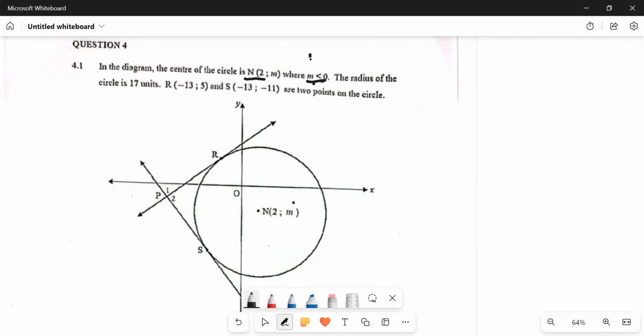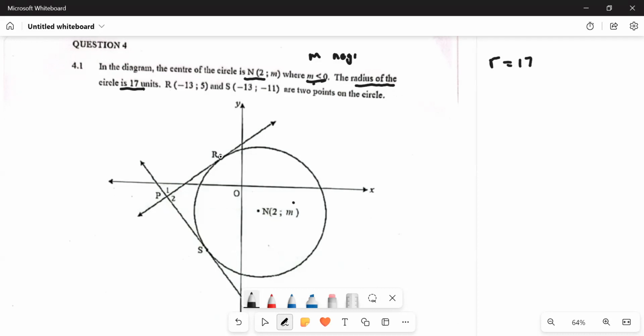Now let's put that in our mind, that M is going to be negative. So we should remember that M is going to be negative. The radius. Now, more often than not, they don't give us the radius. Today they give us the radius. The radius of the circle is 17 units. Let's write it down. R is going to be equal to what? 17.